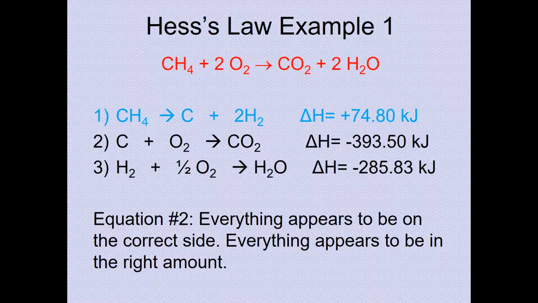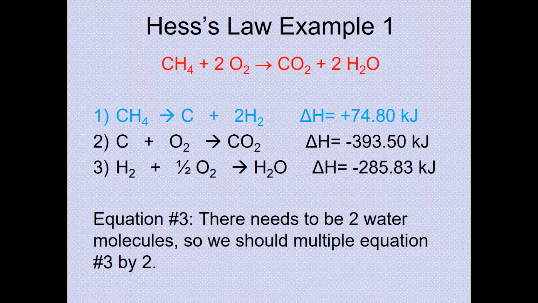So that brings us to equation 2, where everything appears to be on the correct side and everything is in the right amount, so we can just leave equation 2 alone. For equation 3, we quickly see that we need to have 2H2O and we only have 1 H2O over here. So we have to multiply the whole thing through by 2. Can't just do the water, we have to do the whole thing. And that also means we have to multiply this delta H by 2.